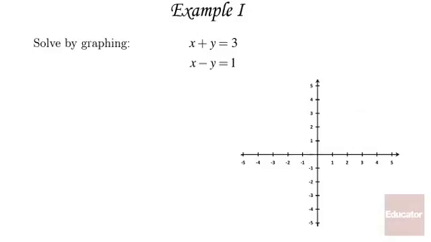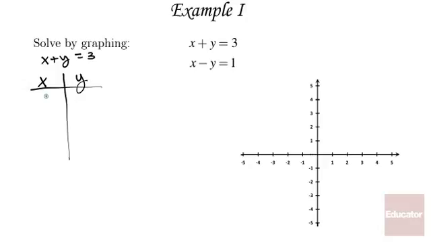So the first example gives us a system of equations with 2 variables, x plus y equals 3 and x minus y equals 1. So graphing this first line, I'm going to start with x plus y equals 3, and I'm going to find a few x and y values, some ordered pairs, so I can do the graphing.